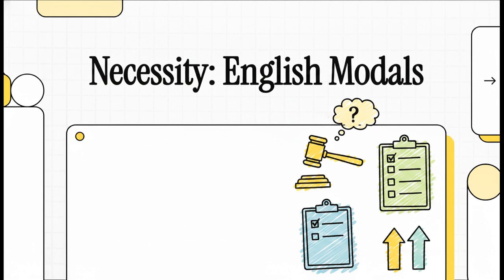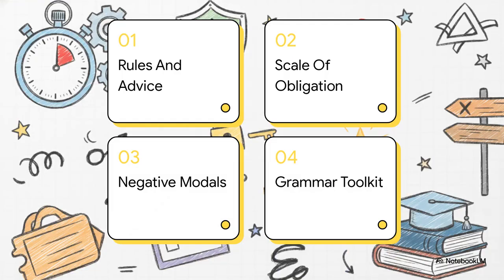Let's get into it. So, here's our roadmap for today. First, expressing rules and advice. Second, the scale of obligation. Third, those tricky negative modals. And finally, expanding your grammar toolkit.